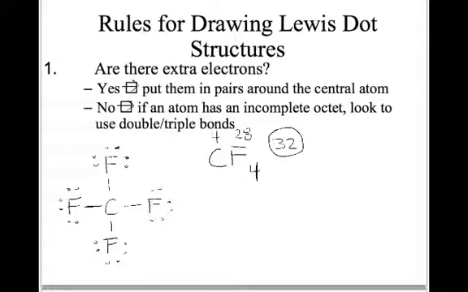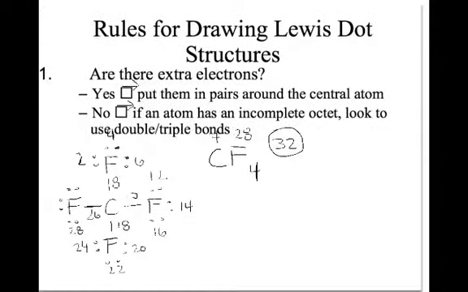So if we count up the total number of electrons, we have 2, 4, 6, 8, 10, 12, 14, 16, 18, 20, 22, 24, 26, 28, 30, 32. So there are 32 electrons in the structure.